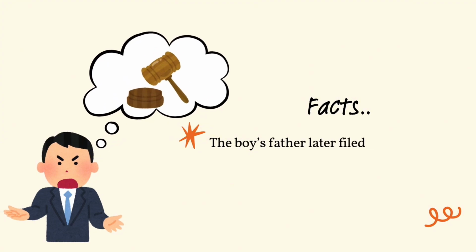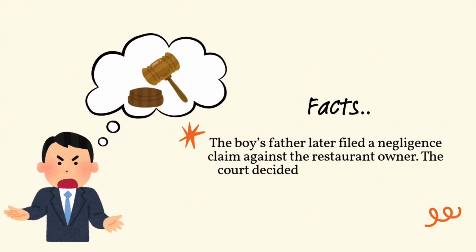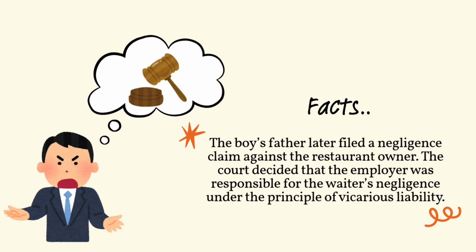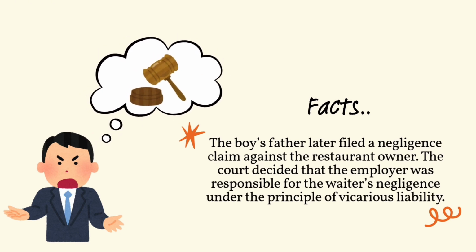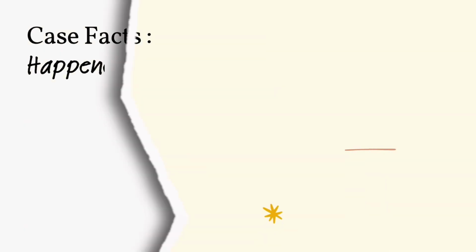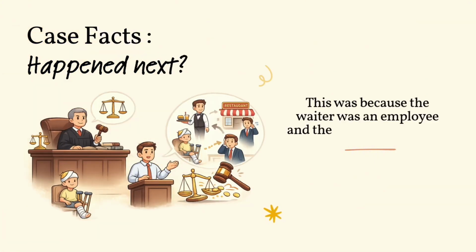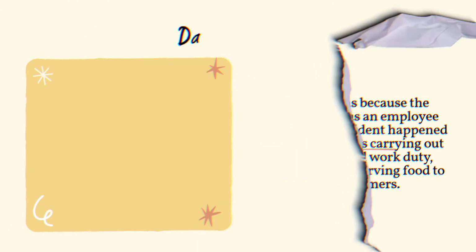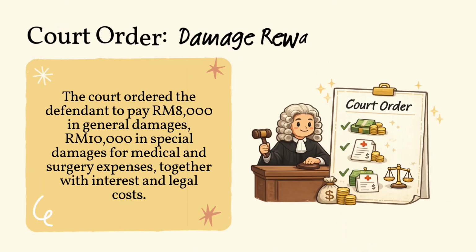The boy's father later filed a negligence claim against the restaurant owner. The court decided that the employer was responsible for the waiter's negligence under the principle of vicarious liability. This was because the waiter was an employee and the accident happened while he was carrying out his normal work duty, which was serving food to the customer. The court ordered the defendant to pay RM 8,000 in general damages, RM 10,000 in special damages for medical and surgery expenses, together with interest and legal costs.